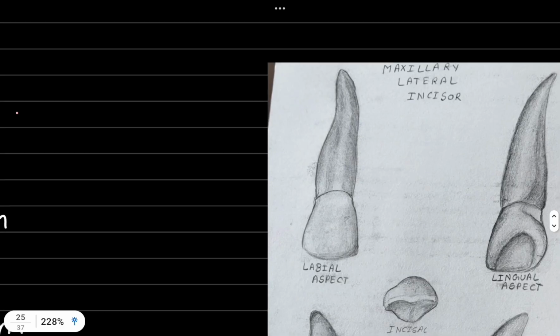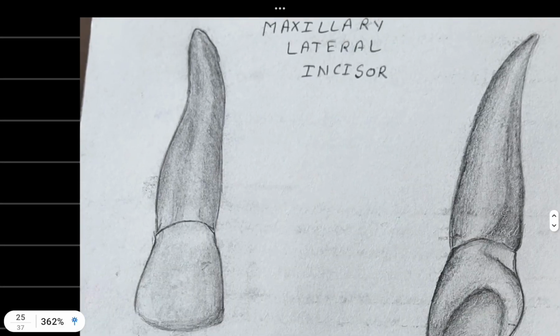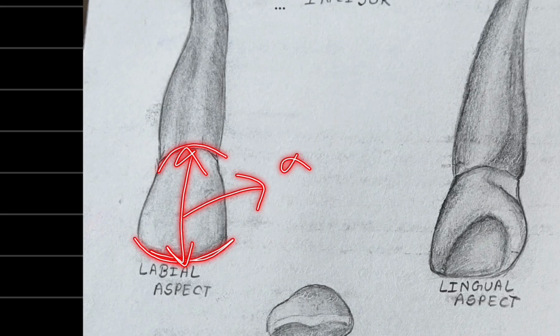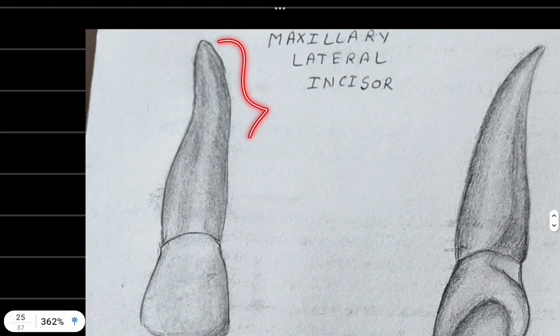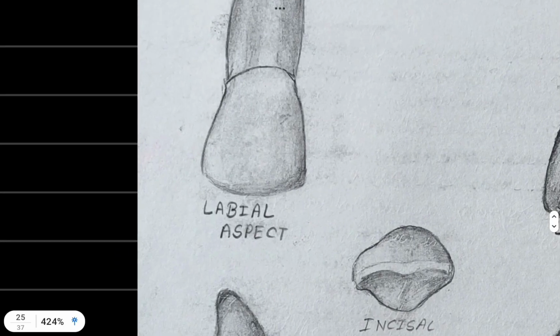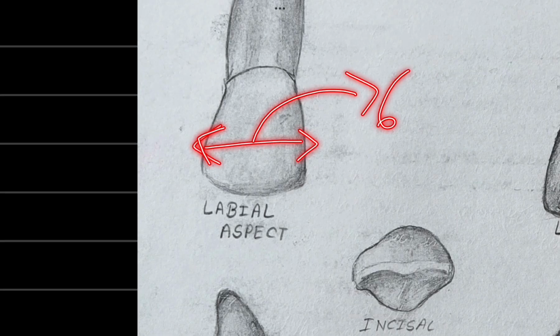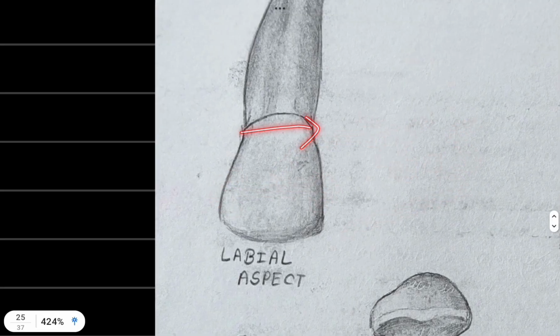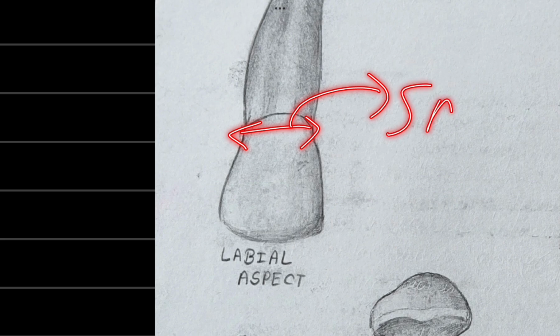Now we have the various measurements. So starting off, we have the cervico-incisal length of the crown. This is the cervix, this is the incisal ridge. So this length, the cervico-incisal length, is 9 millimeters. The length of the root, this length, is 13 millimeters. Then we have the mesiodistal diameter of the crown. This diameter is 6.5 millimeters. Then similarly, the mesiodistal diameter at the cervix is 5 millimeters.